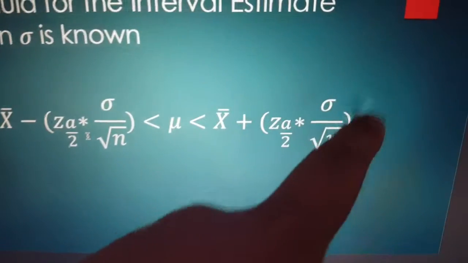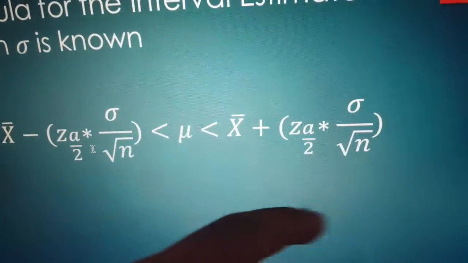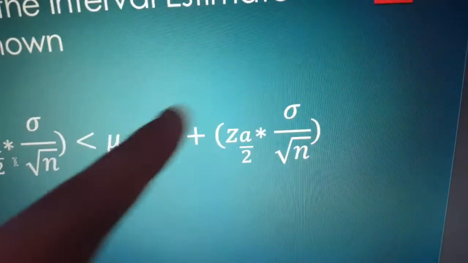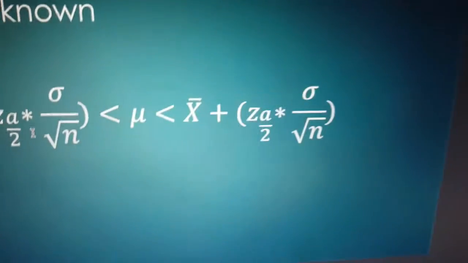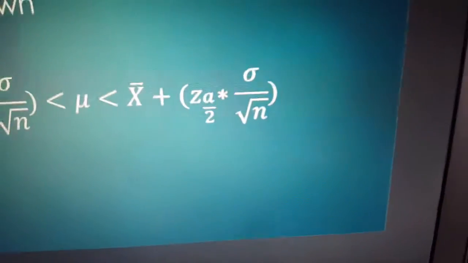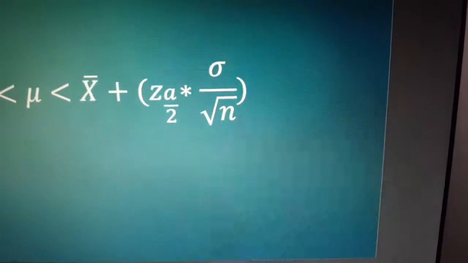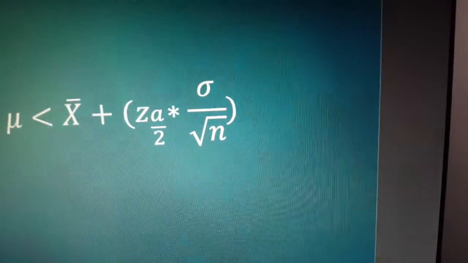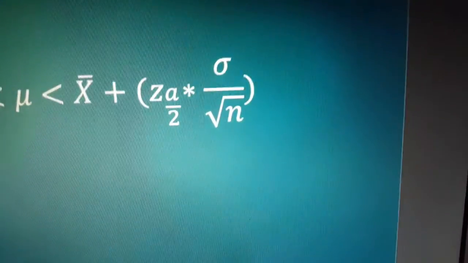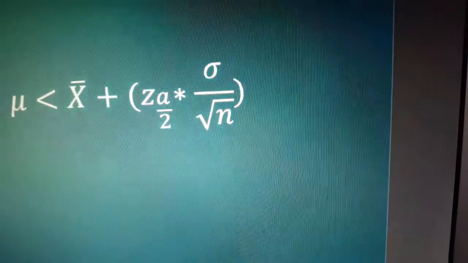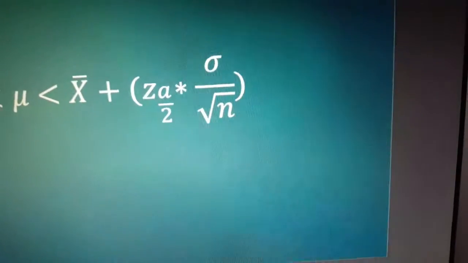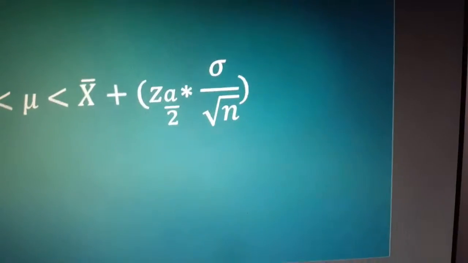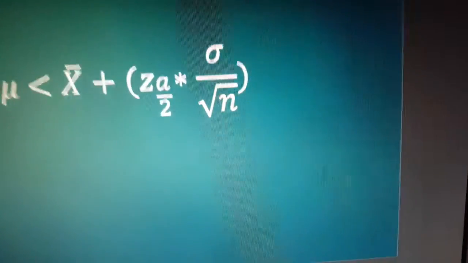In this part, the quantity z alpha over 2 multiplied by the sampling error, we call that the margin of error. Now, what is the margin of error? The margin of error is the difference between the estimate and the true value. What's different from the sampling error? The sampling error is the difference of the x bar and the mu, or the sample mean and the population mean, and it is the standard deviation of the sampling distribution.